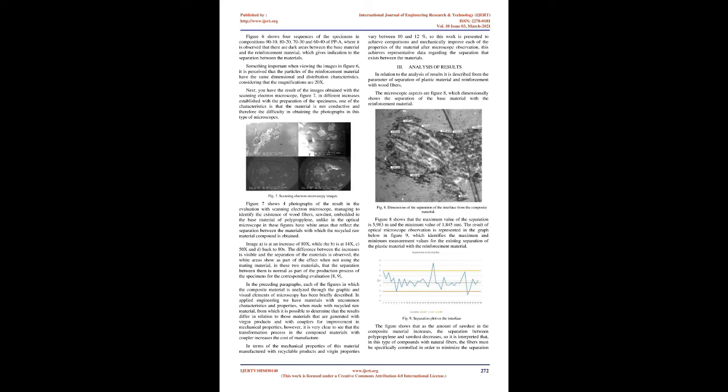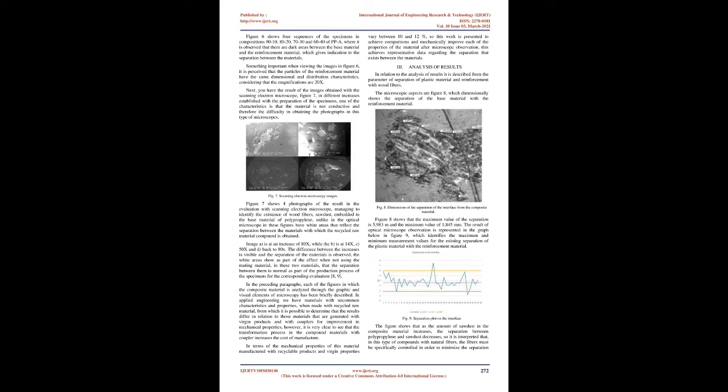One of the characteristics is that the material is not conductive, and therefore there is difficulty in obtaining the photographs in this type of microscope. Figure 7 shows 4 photographs of the result in the evaluation with the scanning electron microscope, managing to identify the existence of wood fibers, sawdust, embedded in the base material of polypropylene. Unlike in the optical microscope, in these figures there are white areas that reflect the separation between the materials with which the recycled raw material compound is obtained.